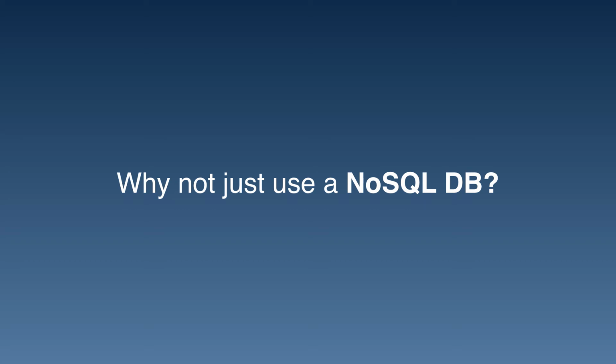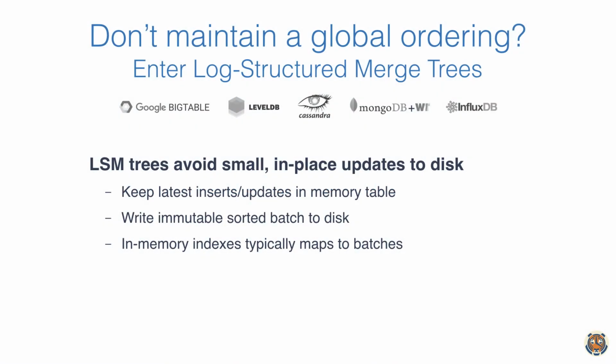So you might say, okay, relational databases are not good for this type of data. Why don't we use NoSQL databases? NoSQL databases were actually designed for a similar type of thing. All of these NoSQL databases, Cassandra, Influx, Mongo, took advantage of this data structure called a log structured merge tree.